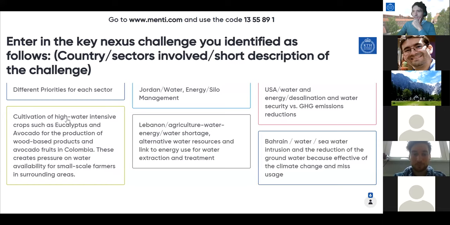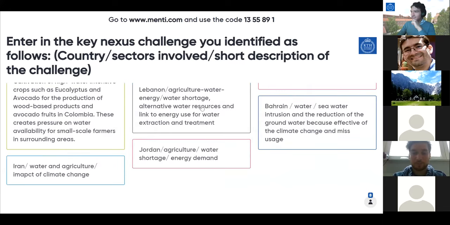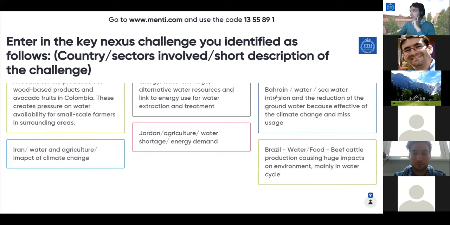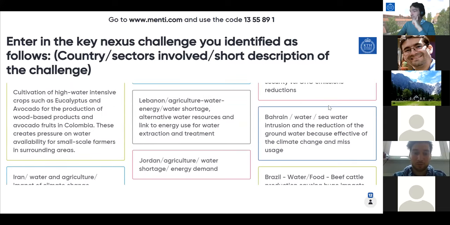So looking at high water intensive crops, this is for Colombia. Here there is an example for Lebanon, looking at three sectors: agriculture, water, energy. So an issue looking at water shortage, and water treatment. In Bahrain, seawater intrusion and reduction of groundwater for climate change.